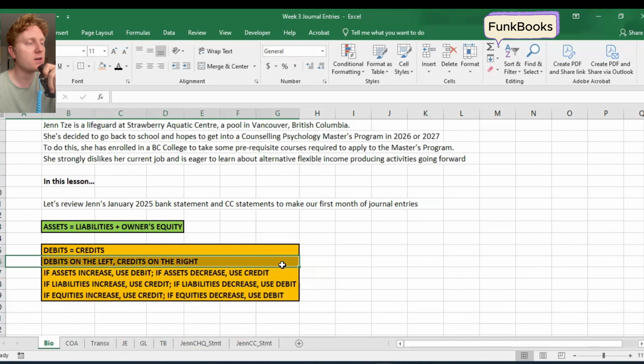The next is debits on the left, credits on the right. I think there's some accounting song out there singing about this, which is kind of hilarious. But anyways, debits on the left, credits on the right. We'll see what that looks like in a bit too.